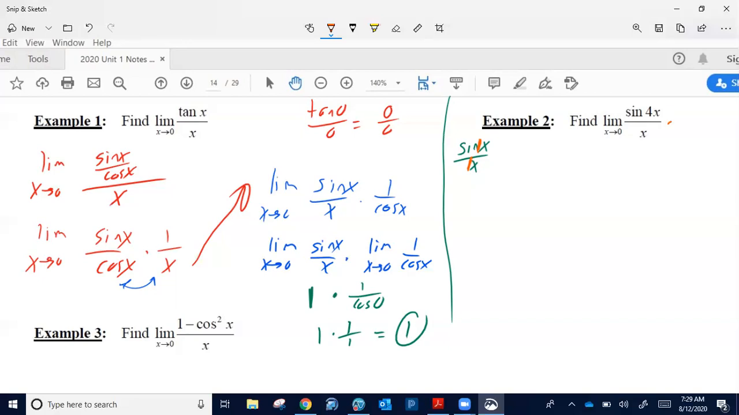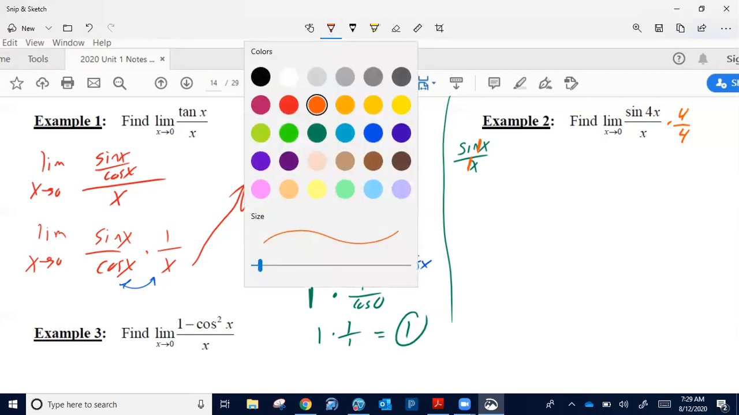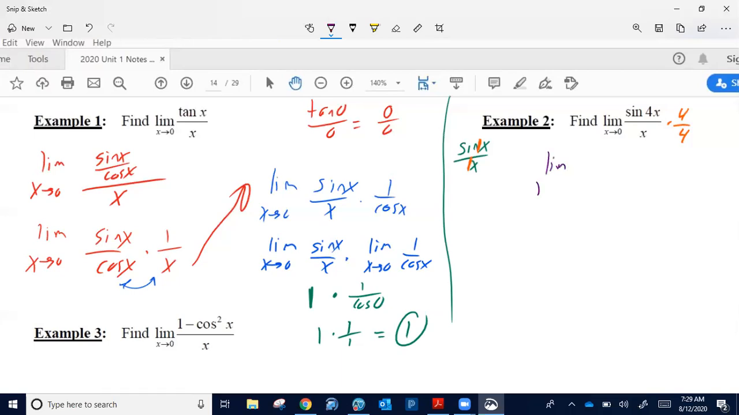We can do that if we multiply by 4 over 4. And that's okay. Again, if you multiply the top and the bottom by a value, that's not illegal because you're multiplying it by 1. We're just going to change the way it looks. So as I rewrite this, we're going to get the limit as x approaches 0 of 4 sine 4x all over 4x. Now we're in good shape because this 4x is matching the 4x underneath.